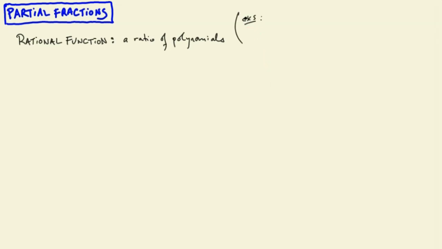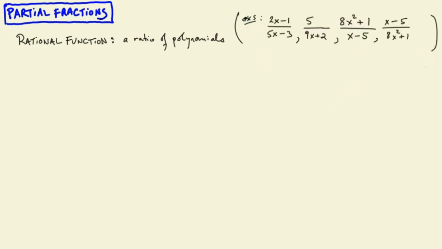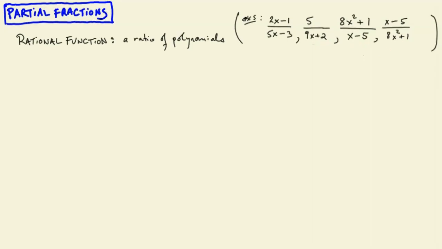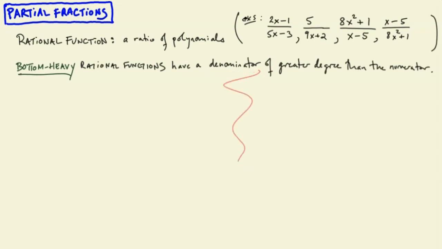So some examples would include any of these guys. In each case, we have a fraction where the numerator is a polynomial, and remember, a constant is a sort of degenerate polynomial, where the polynomial has degree 0, and the denominators are all polynomials. And we are going to be particularly interested in what I call bottom-heavy rational functions. These are the rational functions that have a denominator of greater degree than the numerator.